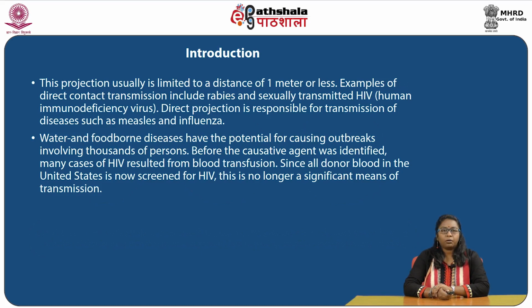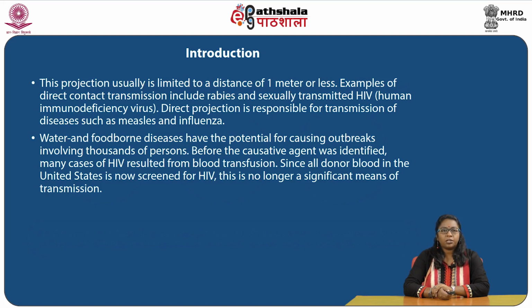Examples of direct contact transmission include rabies and the sexually transmitted infection HIV. Direct projection is responsible for transmission of diseases such as measles and influenza. Water and foodborne diseases have the potential for causing outbreaks involving thousands of persons.